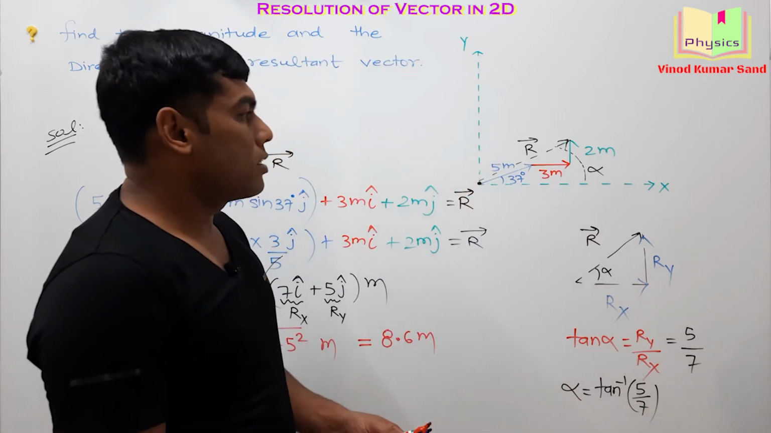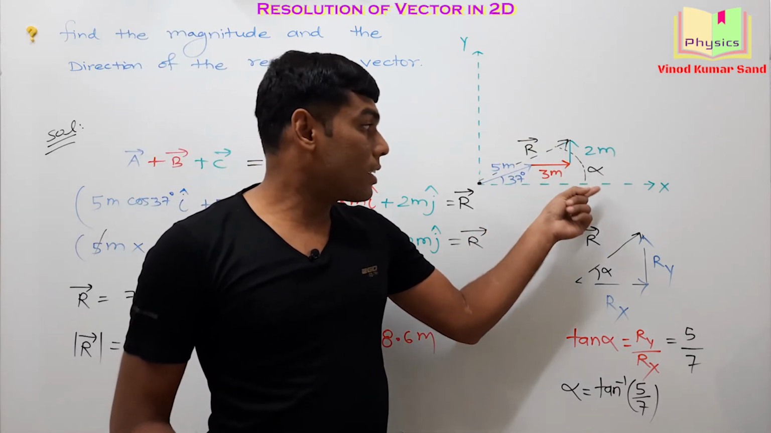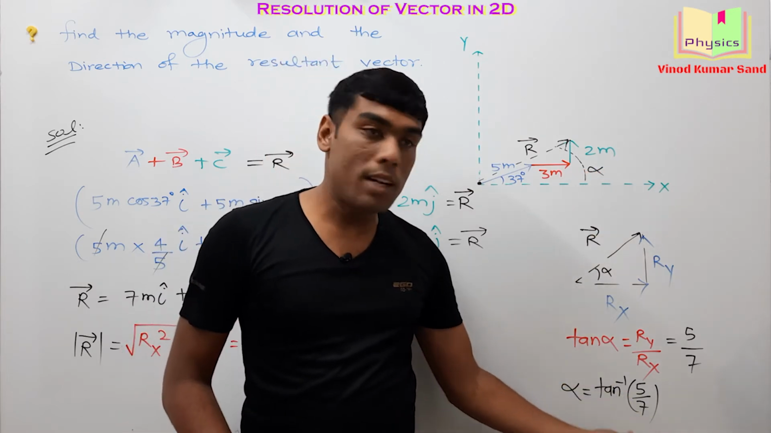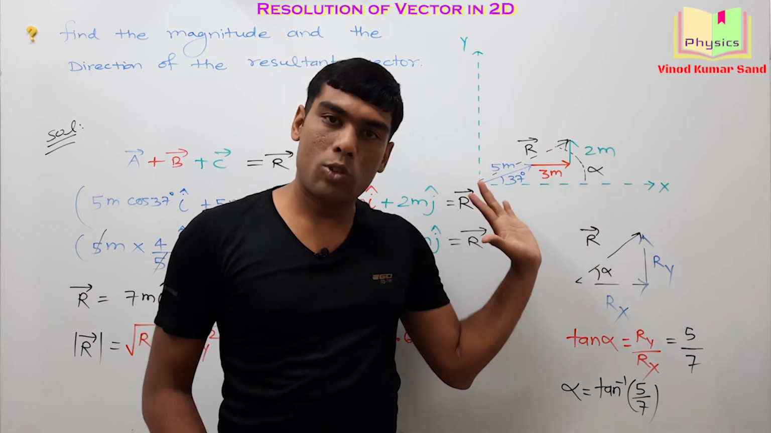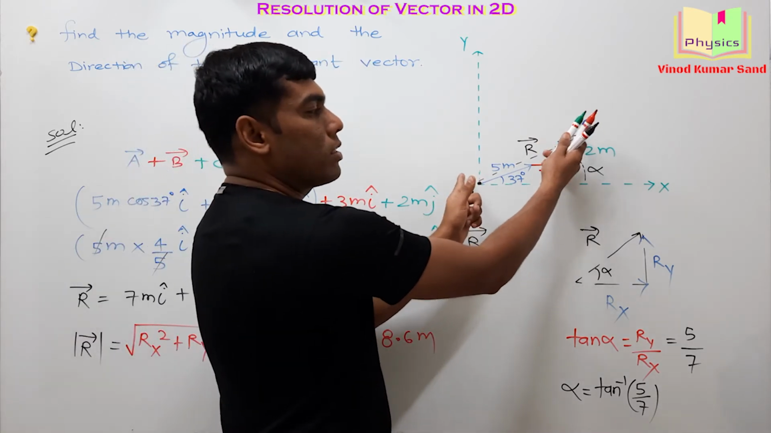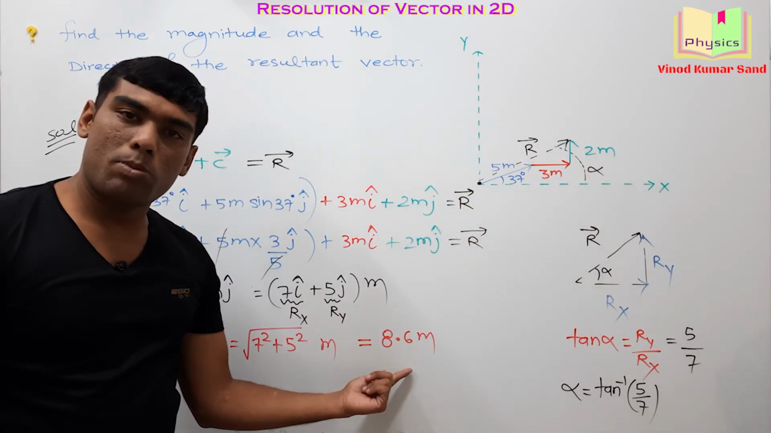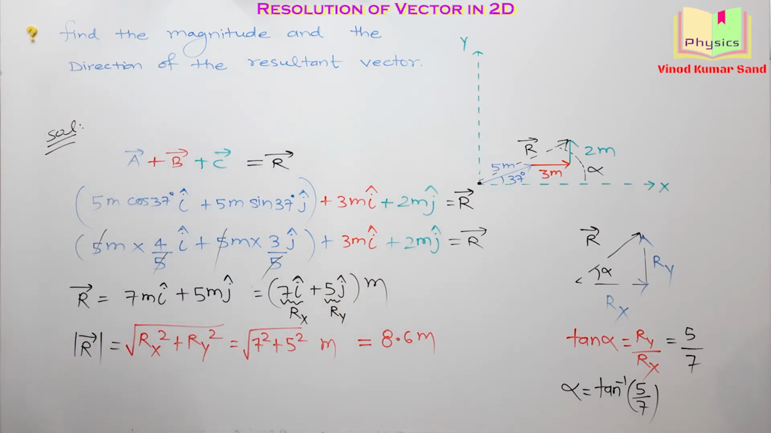If someone asks you what is the direction of the R vector, then you should report that the R vector is making an angle alpha equal to tan inverse 5 by 7 with the positive x-axis as shown. Clear? And the magnitude or the length of this R vector is equal to 8.6 meter. Done? Note it down. Then we'll be taking up the next question.